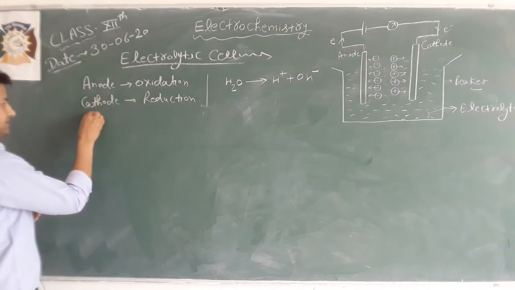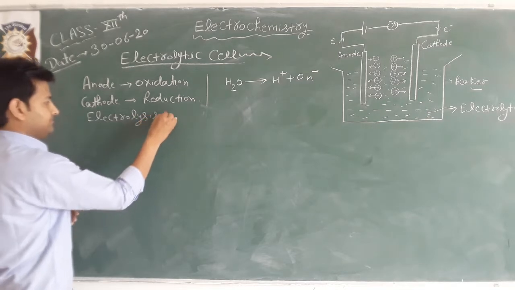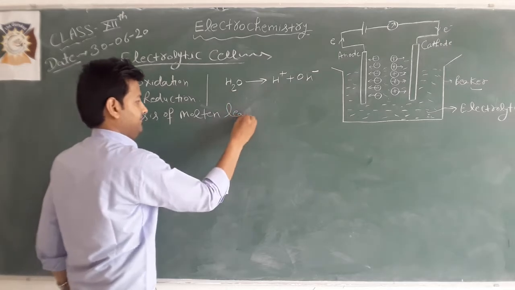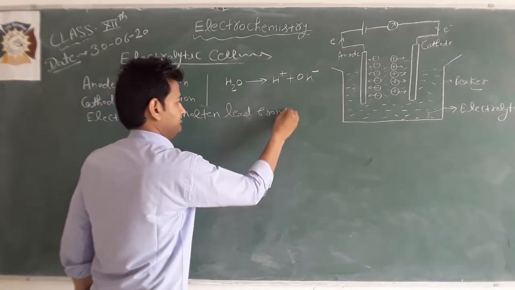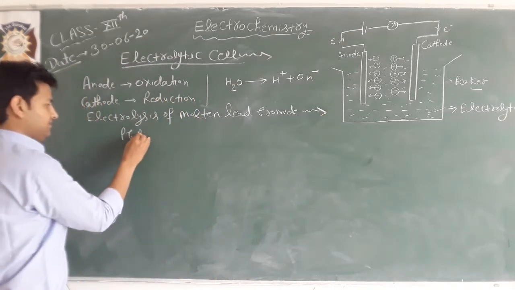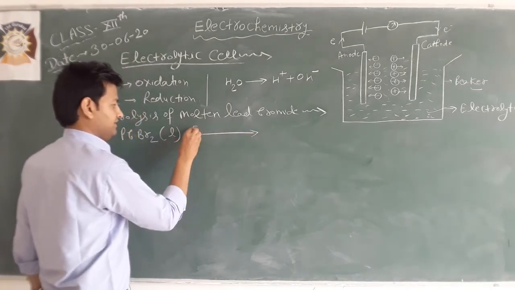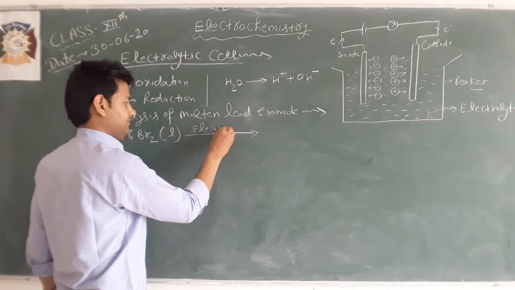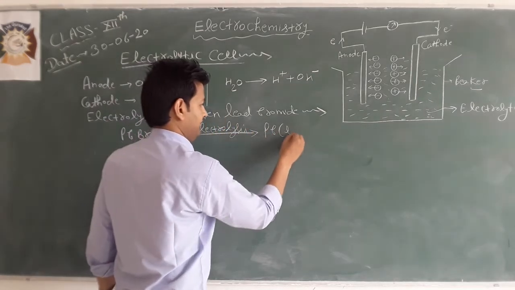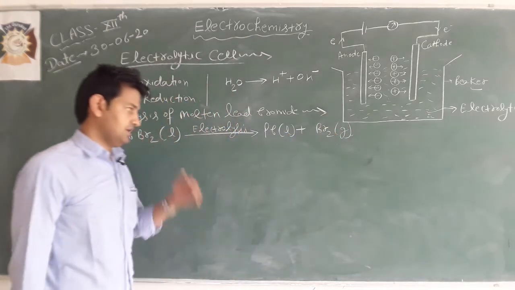If there is electrolysis of molten lead bromide, lead bromide is PbBr2. Because it is in the molten state, it is liquid. When it undergoes electrolysis, it will convert into lead plus Br2 gas. How will it occur?